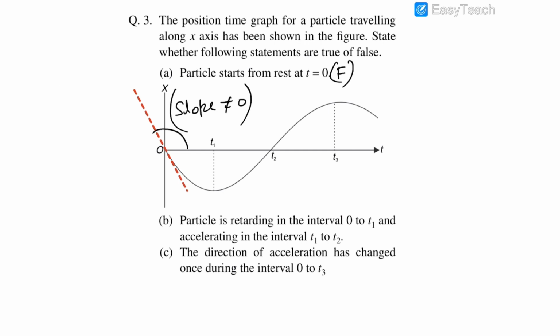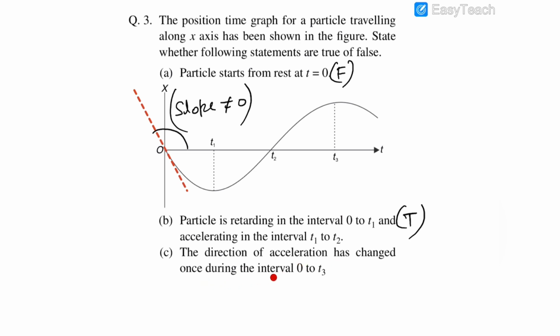Now the particle is retarding in the interval from 0 to t1 and accelerating in the interval from t1 to t2. You can see that the slope of this graph is decreasing continuously, and it decreased to 0 at time t1 from some non-zero value. So speed is decreasing, so the particle is retarding. Then again the slope starts to increase from t1 to t2, and hence we can say that the particle is accelerating in t1 to t2. So option B is true.